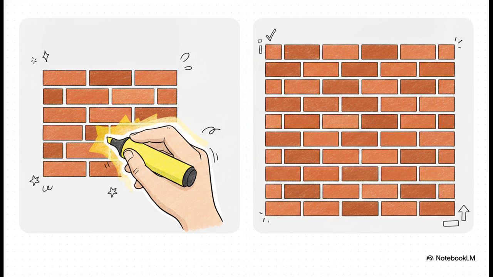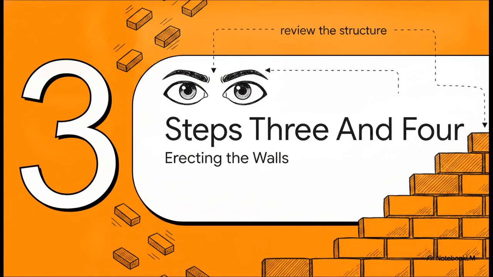So, in phase 2, you are simply manufacturing all your bricks. You're coding as inclusively as possible across your entire dataset, whether that's by hand with highlighters or using software like NVivo. Section 3, Steps 3 and 4, erecting the walls and reviewing the structure. This is where those scattered bricks actually start taking shape.